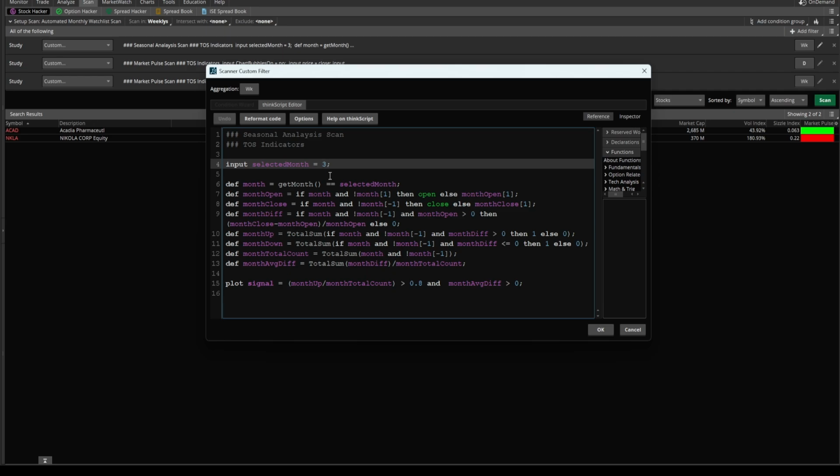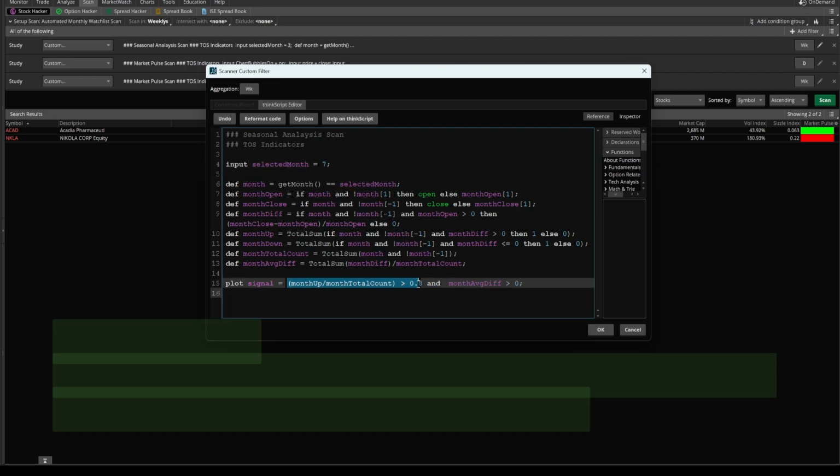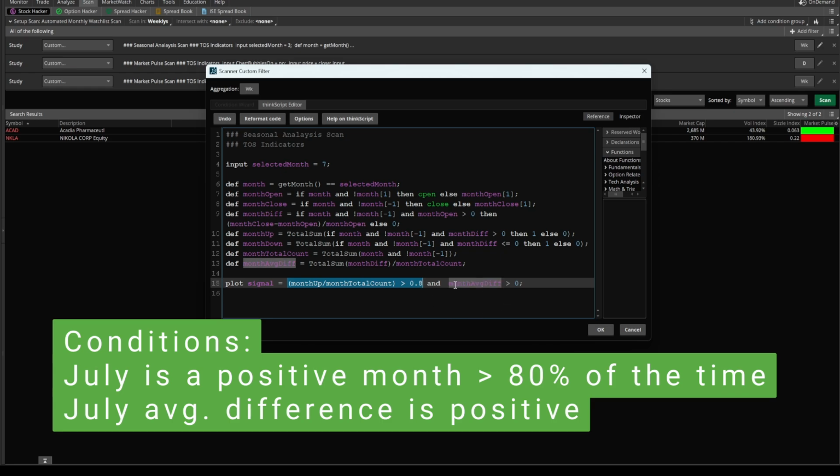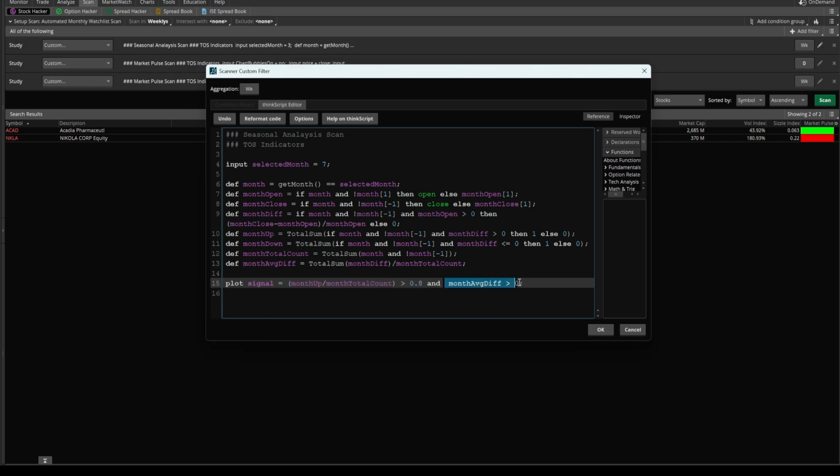Now the only thing that we need to change in this code is the month that we're looking to scan for. Since we're currently in June, headed into July, I'll select month number 7 for July. With this particular seasonality scan, we're looking for all of the places in which July tends to close above where it opened 80% of the time, and on average, it tends to have a positive move. I'm using the weekly time frame here, so we have a little bit more data compared to the daily time frame.